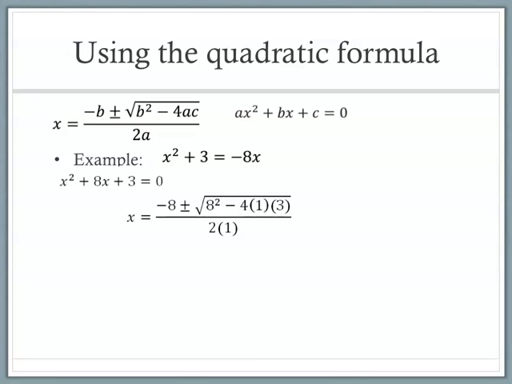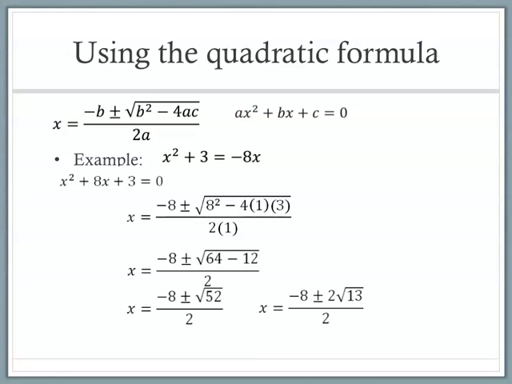I would start with what's inside the square root. So that would be 64 minus 12, which is equal to 52. Now, if we are trying to simplify the radical, we can take out a 4. So square root of 4 is equal to 2, and 4 times 13 is equal to 52. So that leaves us with 2 root 13. So this is negative 8 plus or minus 2 root 13 over 2. And now we can actually divide both of those by 2. So this is equal to negative 4 plus or minus the square root of 13. And that's our answer from using the quadratic formula.